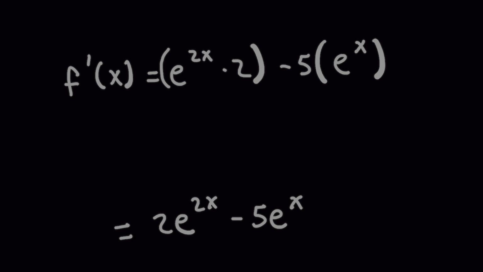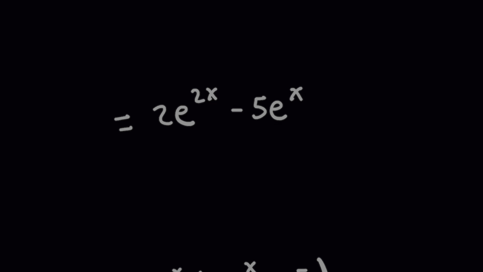Now, when you simplify this derivative function, f prime of x is going to be 2e to the 2x minus 5e to the x. And so for finding critical points, we are interested in two things. Number one, for this derivative function here, is there any restriction in the domain where the output would be undefined? And the answer is no, right? Because unlike the natural log function, e to the x is defined everywhere.